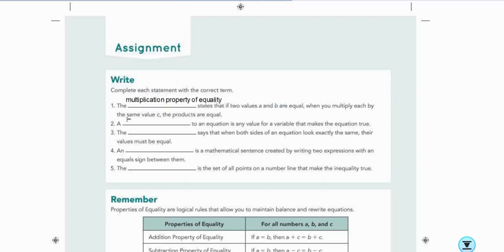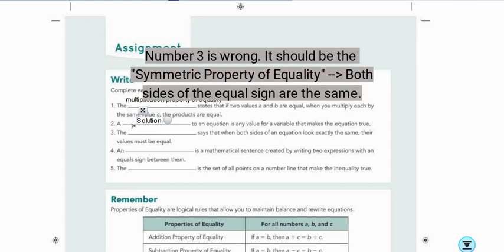The next one, number 2, a blank to an equation is any value of a variable that makes the equation true. This is a solution. And that's like the answer that makes the equation true. Question 3 says the blank says that when both sides of an equation look exactly the same, their values must be equal. This is the equal sign.